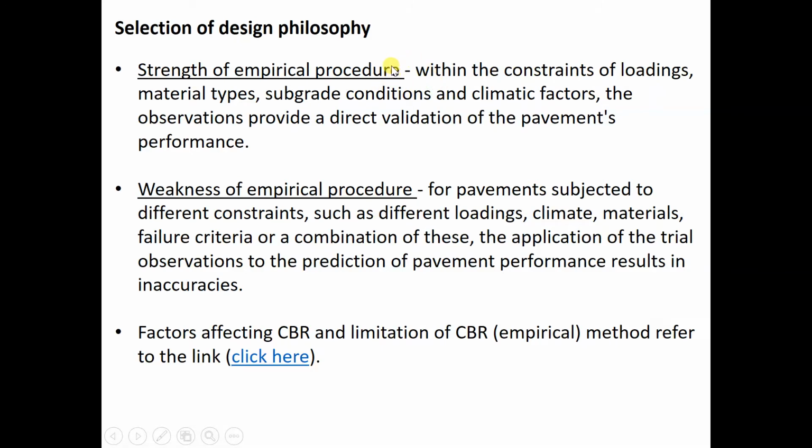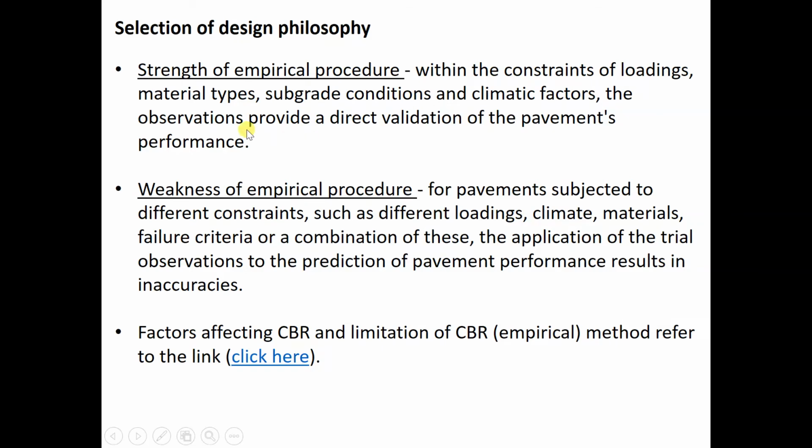What is the strength of the empirical procedure? Within the constraint of loading, material types, subgrade conditions, and climatic factors, the observations provide a direct validation of the pavement performance. It's quite straightforward. If you've got the loading, material types, subgrade condition, and climatic factors, the observation is quite close.